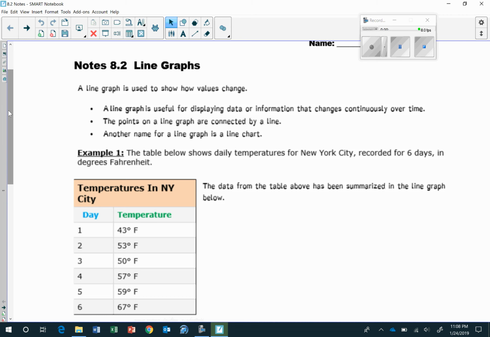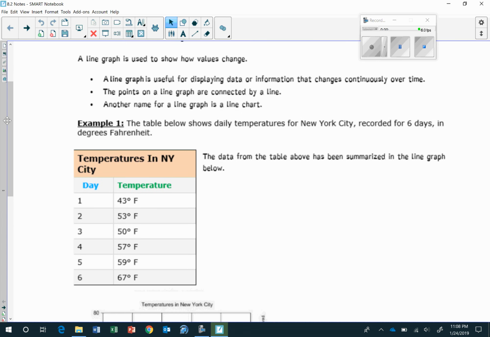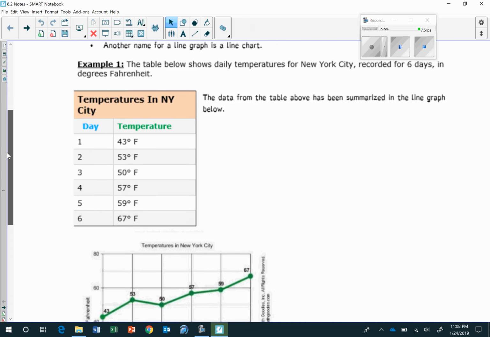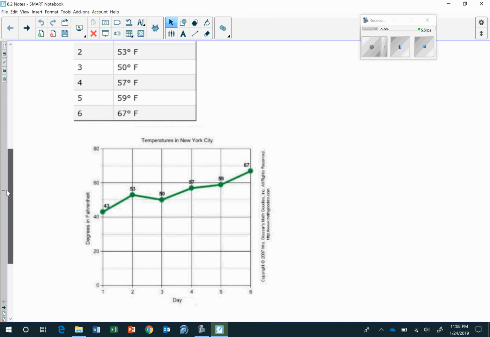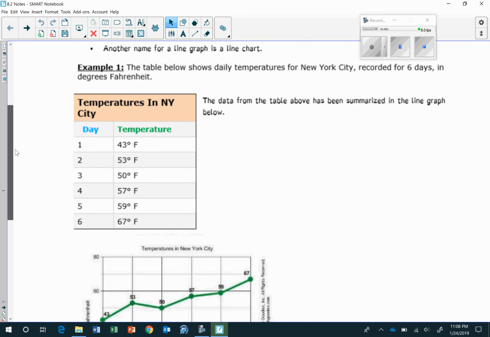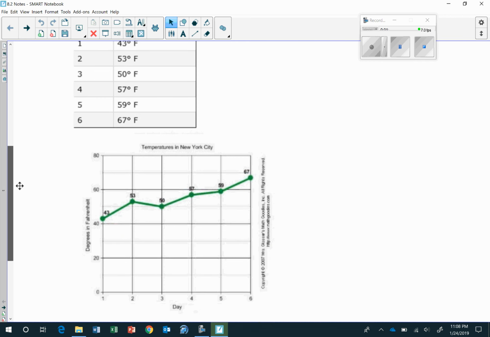So it says, example one, the table below shows daily temperatures for New York City recorded for 6 days in degrees Fahrenheit. Again, we said that a line graph is going to look at values changing over time. So this is temperatures changing over days. So if you look at that table and then come down and look at the line graph, the title of the table is temperatures in New York, so that becomes the title of our graph.